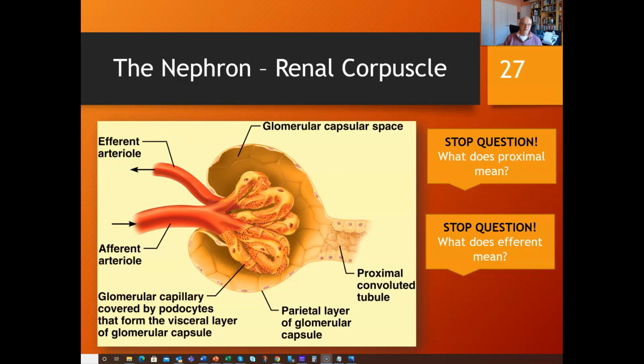Okay, so here you have it in a little bit more detail. Your afferent arteriole, bringing the blood in. The filtrate is made because there's high pressure inside this network here, pushing the liquid part of the blood out, and then the rest of it goes back into the efferent arteriole. The glomerular capsule is wrapped around the glomerulus. It's also called a Bowman's capsule, and it's there to collect the liquid, the filtrate that's coming out, and then it's carried away down the proximal convoluted tubule.